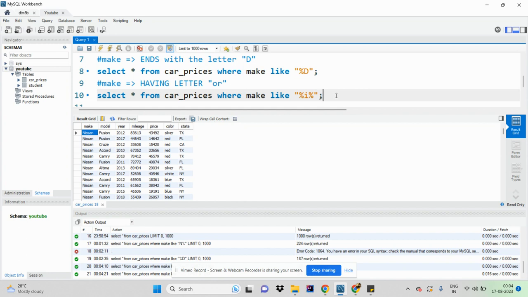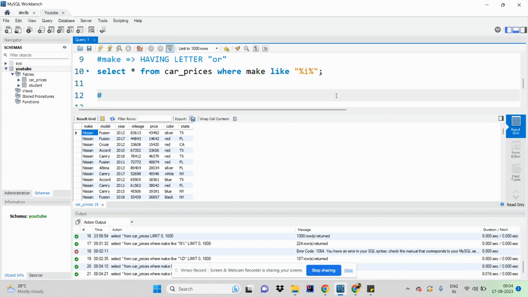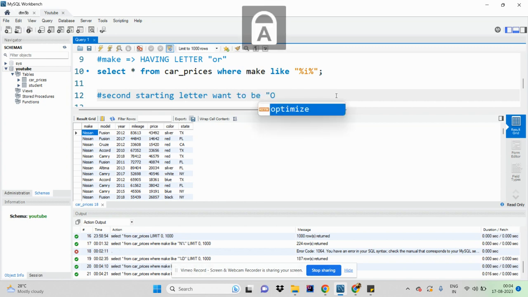Let's say, okay sir, I want the second starting letter to be O. What I'm asking is the second starting letter. If you take Ford, the second starting letter is O, right? The first one is F, the second is O. So give me the data where the make has O as the second starting letter.